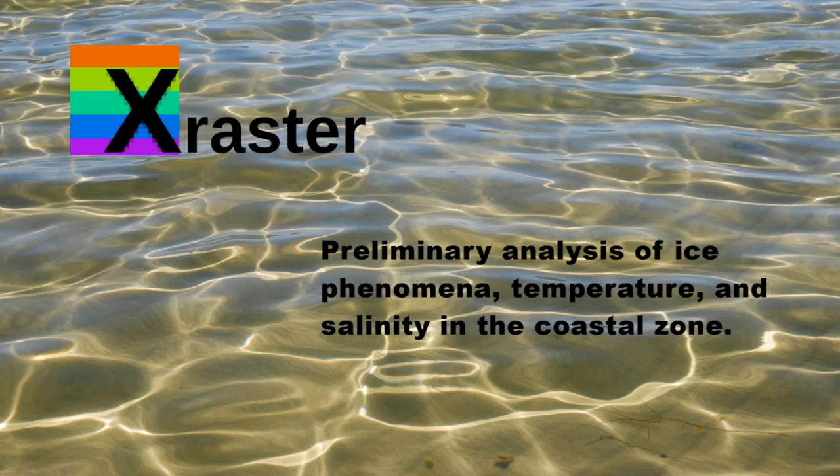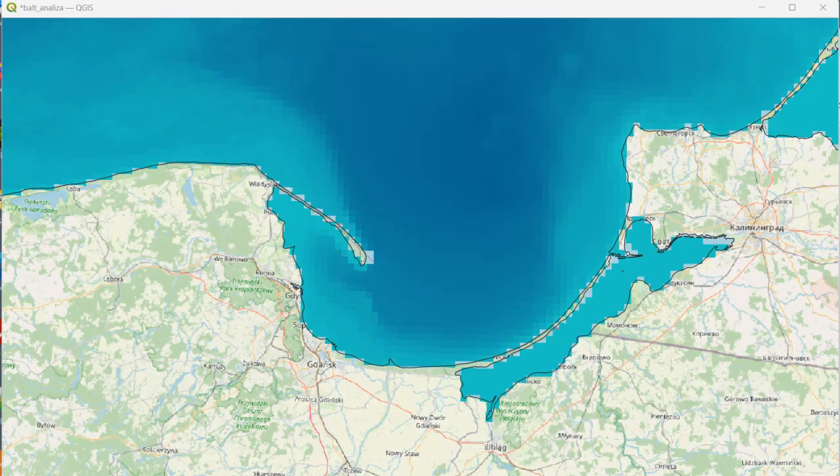In this video, using Xraster, we will try to answer the question of what happened in the Gulf of Gdańsk over the course of a year, focusing on ice phenomena, water temperature, and salinity. The Gulf of Gdańsk is located in the southeastern part of the Baltic Sea with an average depth of around 50 meters and a maximum depth of 118 meters.